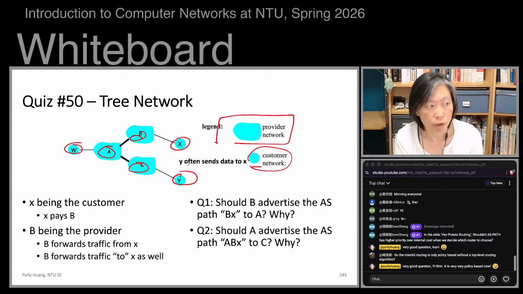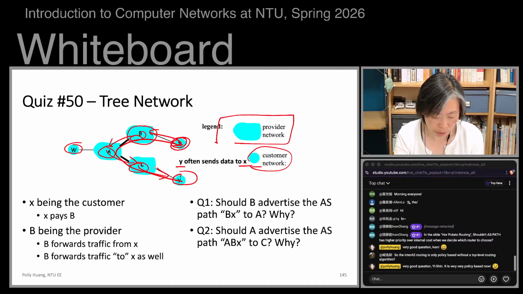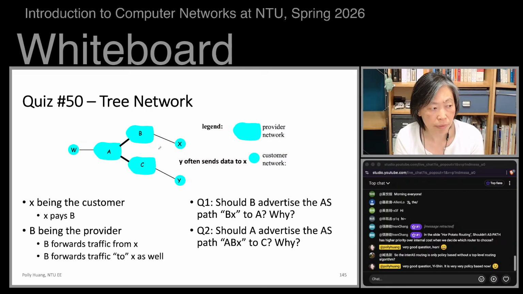And let's assume for all the quizzes coming, Y sends data to X. Therefore, X needs to announce its existence, the reachability information, of course, first to the ISP, and the ISP domain then will need to append itself and announce the path further down this way. So that's the basic setup. And this is a tree network, so there's no cycle anywhere on the graph.